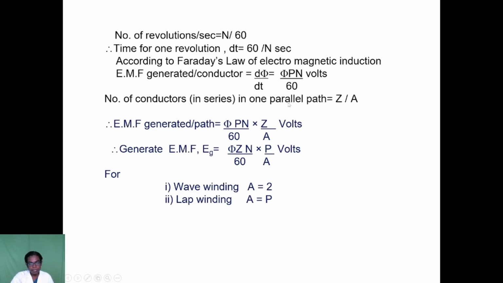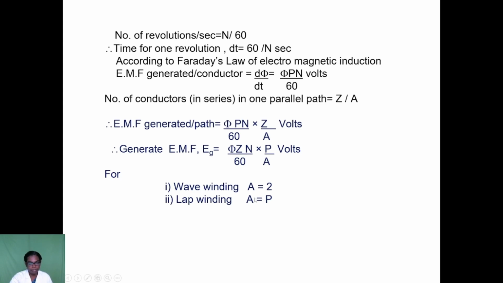The N is on the lower side of the fraction, that's why we have to put it in the upper part, that means the numerator. The number of conductors in each parallel path is Z by A. So the generated EMF is phi Z N by 60 times P by A. Then the generated EMF Eg, so this is the formula. We can separate it as phi Z N divided by 60 and P by A. For wave winding A is 2 and for lap winding A is equal to P.